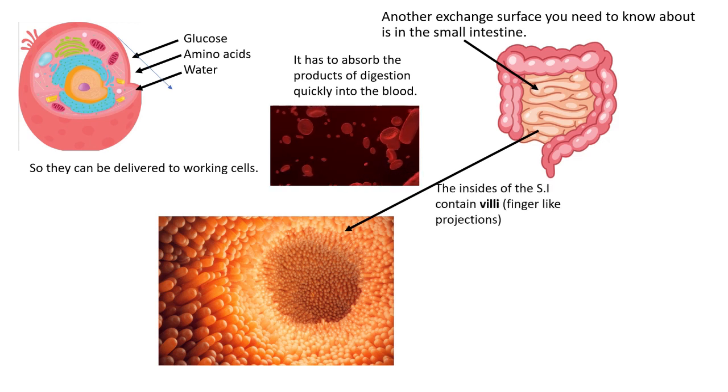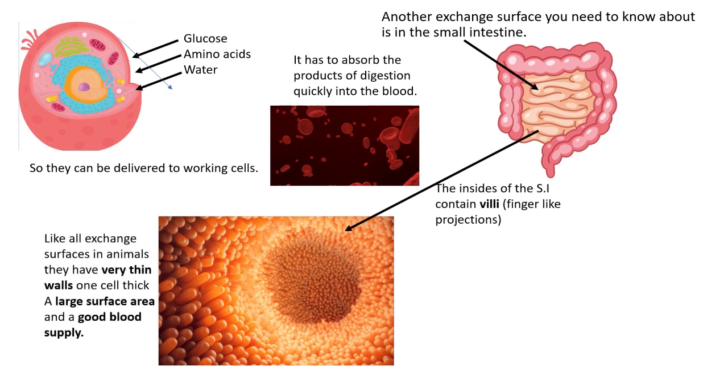Now, how is the small intestine adapted to do its job? Well, it has these finger-like projections called villi. You can see here in this photograph. Like all exchange surfaces, they have very thin walls, one cell thick. They have a huge surface area. They contain something called microvilli that give them an even larger surface area. And obviously, they need a good blood supply as well. This helps maintain a high concentration gradient if you have a good blood supply.